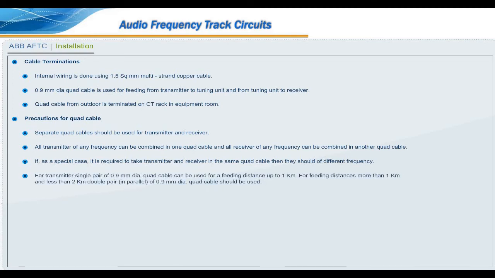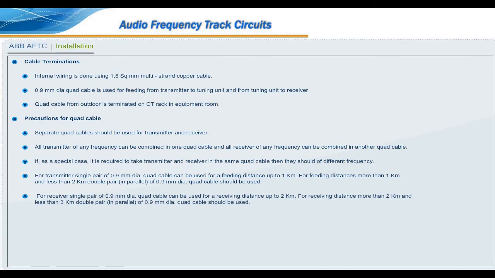For transmitter, a single pair of 0.9 mm diameter quad cable can be used for a feeding distance up to 1 km. For feeding distances more than 1 km and less than 2 km, a double pair in parallel of 0.9 mm diameter quad cable should be used.